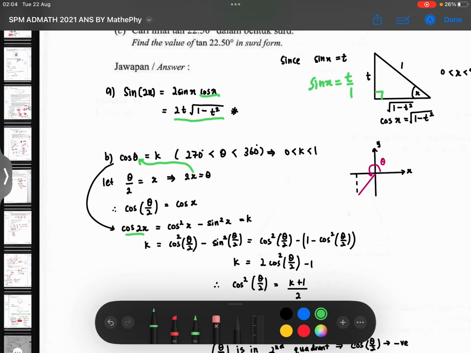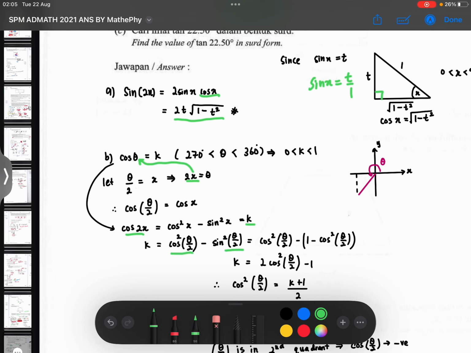So cos squared x minus sin squared x equals k. Why? Because it is given that cos theta is k and theta is 2x. So k equals cos squared theta over 2 minus sin squared theta over 2. Why theta over 2? Because we know that x we let just now is theta over 2. Okay, so it's like this.